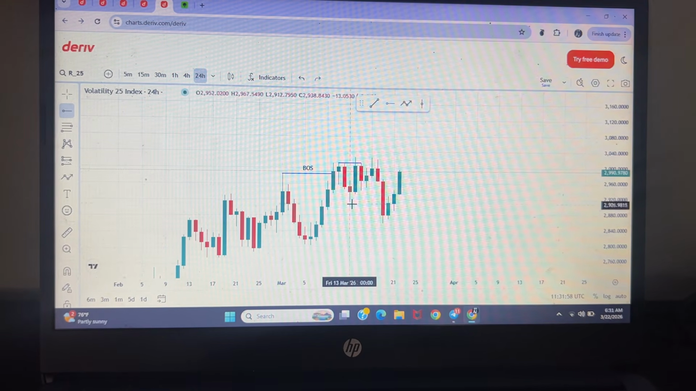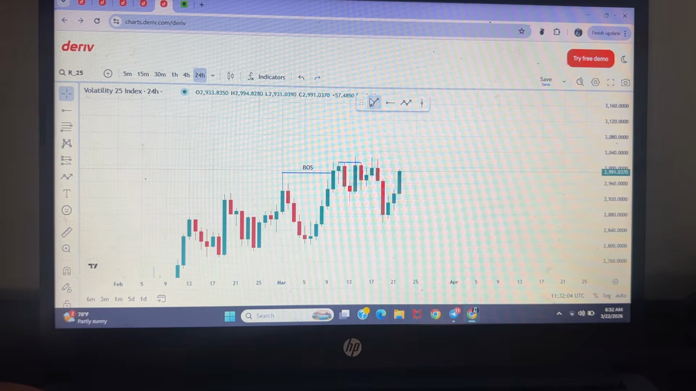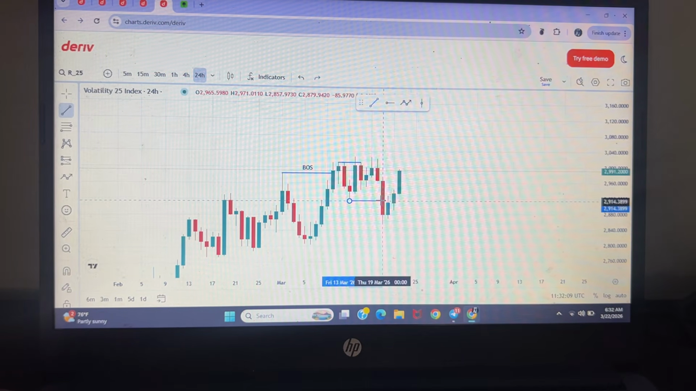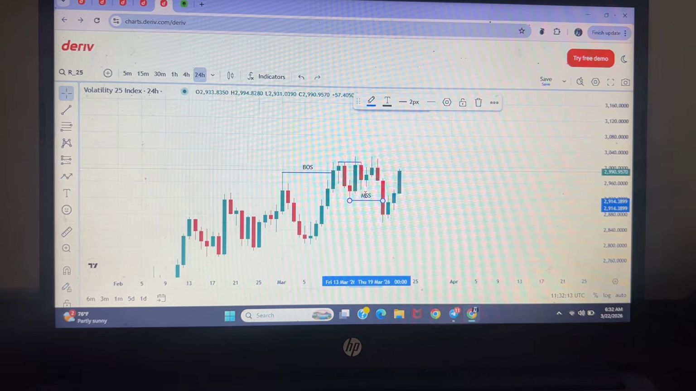So here's where we get the market structure shift and the trend shifts on the daily time frame. Oh, one wrong mistake. It shifts the daily trend right there when we get this market structure shift, or a change of character, whichever one you guys call it.